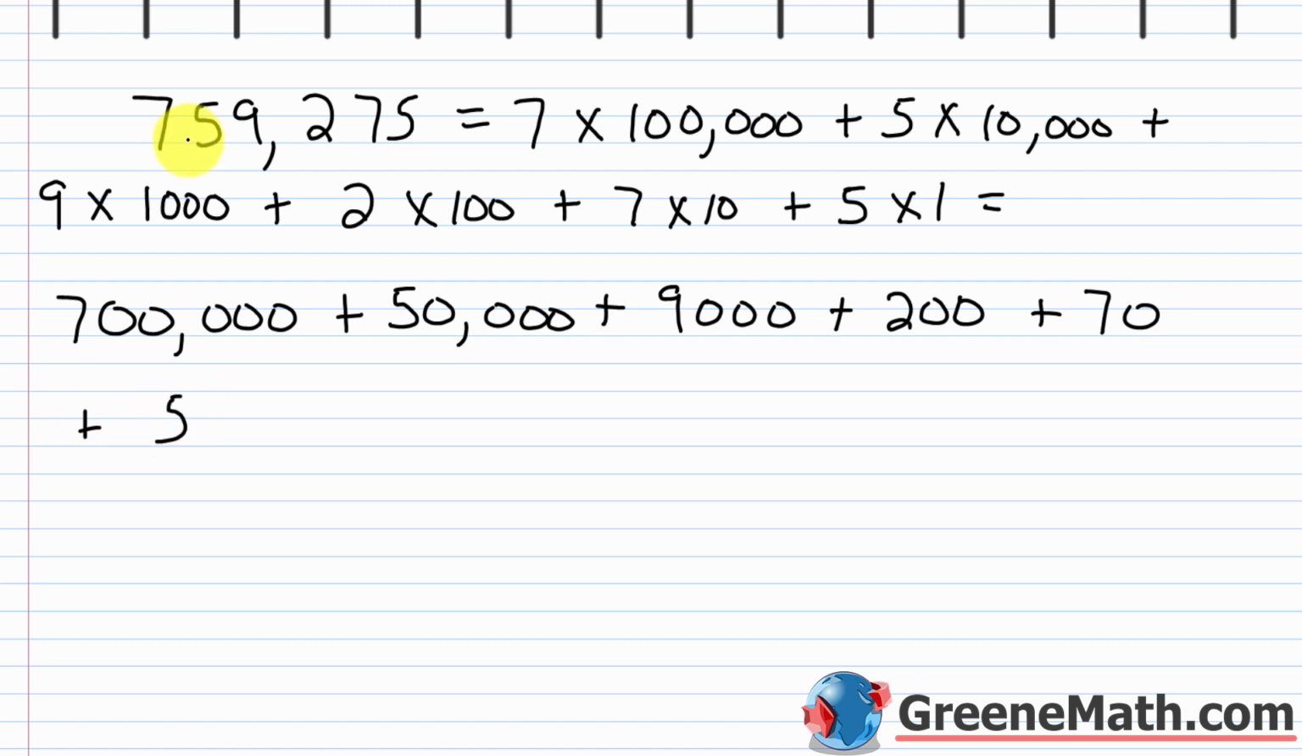So by taking this number from standard notation and putting it in expanded notation, we can see the true value of each digit in the number. The 7 is 700,000, right? Because it's in the 100,000s place. The 5 is 50,000 because it's in the 10,000s place. 5 groups of 10,000, 50,000.